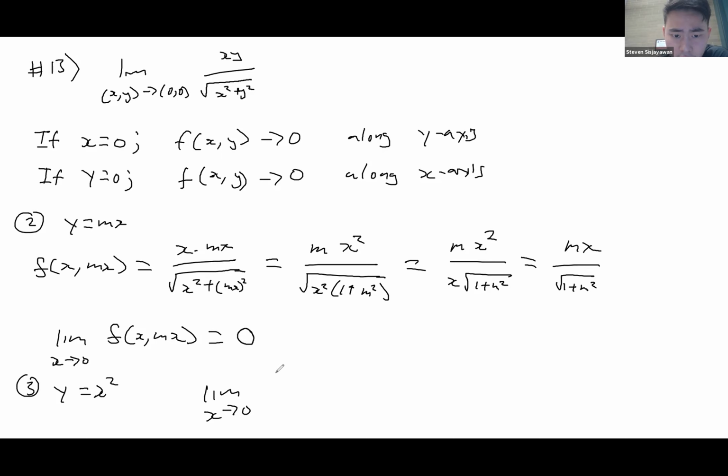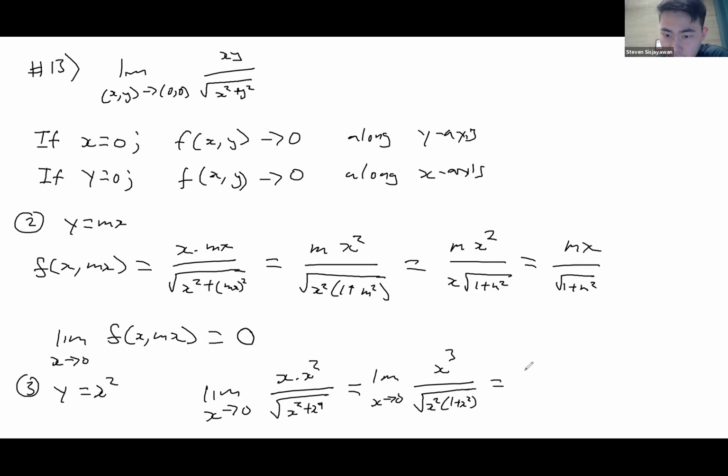So that would be x times x squared all over the square root of x squared plus x to the power 4. And then that's going to be the limit as x approaches 0 of x cubed all over the square root of x squared times 1 plus x squared. That'll be the limit as x approaches 0 of x squared divided by the square root of 1 plus x squared. And that actually does compute to 0, right? That'll be 0 over 1, which is the same thing as 0.